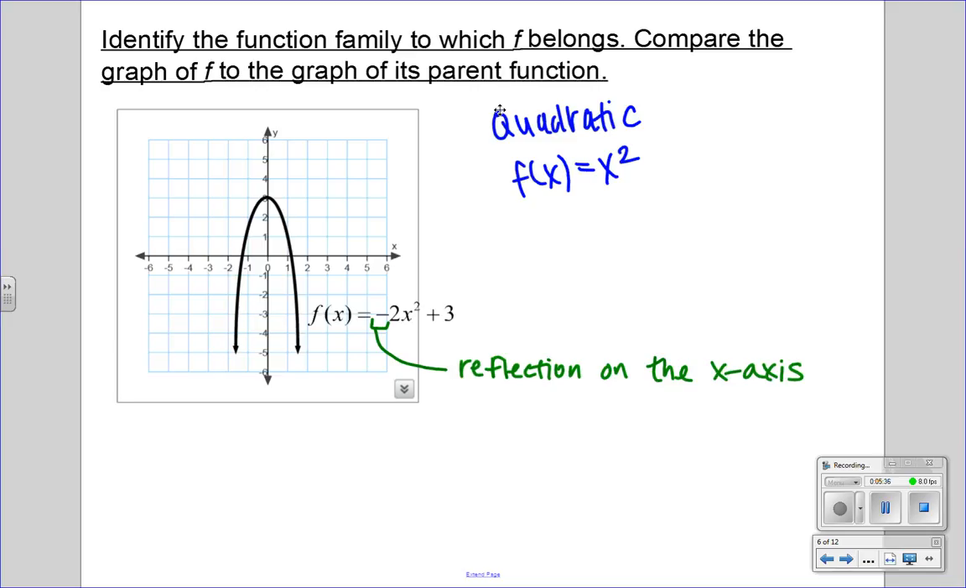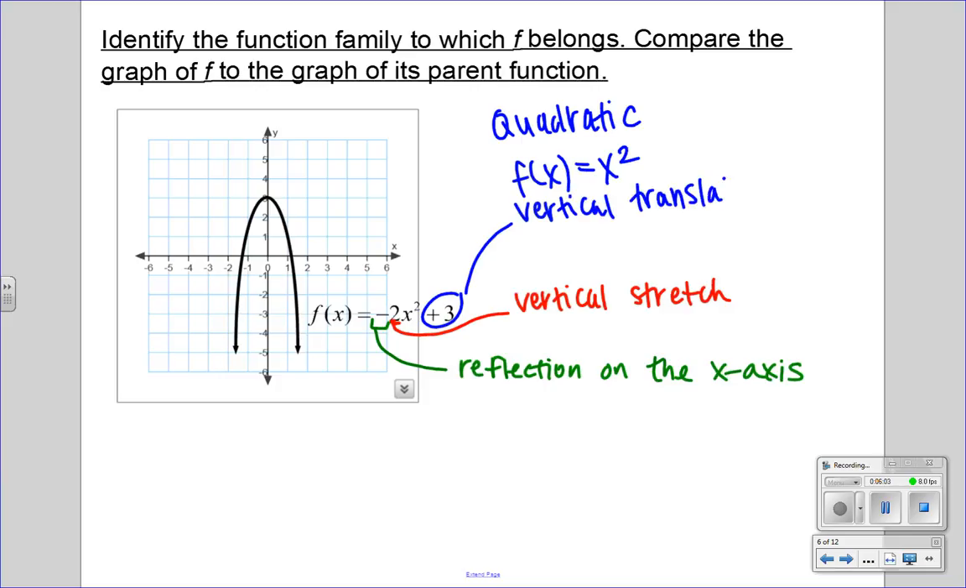The stretch is gained from this 2 right here. That's our a value. So that's going to be our vertical stretch. Okay, and our very last one is our translation, which is this plus 3 at the very end. That one is going to be our vertical translation, three units up.